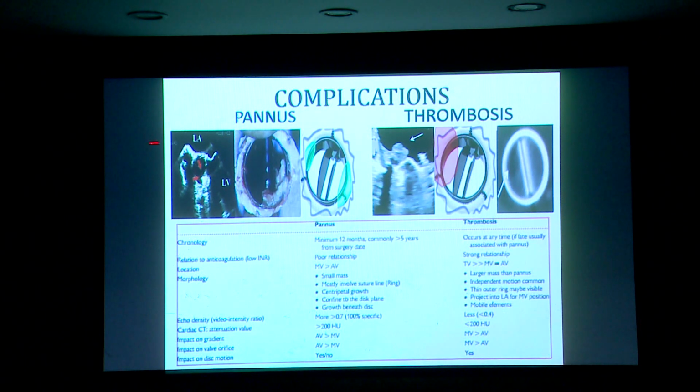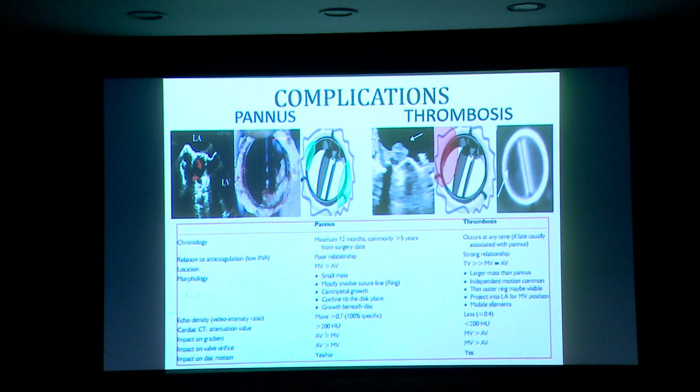Here, this panel on the left hand side is pannus, and on the right hand side is thrombus. If you see the left hand side, the tissue is more echodense. Here it is less echodense. This is pannus and this is the thrombosis. Pannus mainly starts late onset. Thrombosis can have early onset.